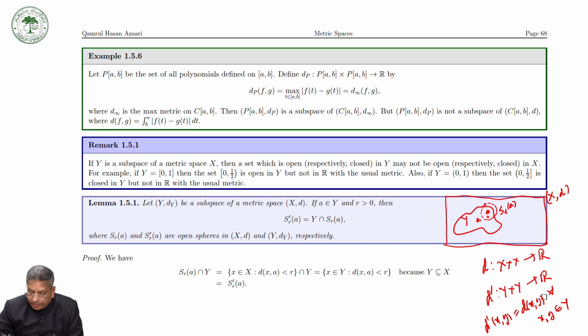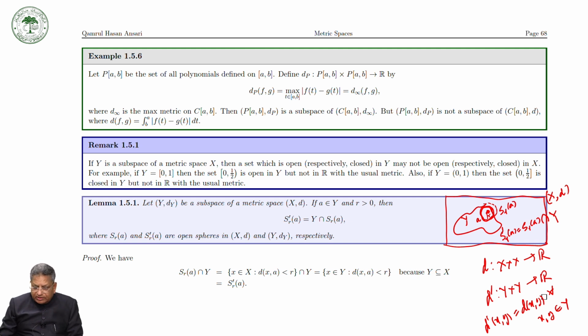Now, what would be the open ball with center at A and radius R with respect to d'? It would be only this portion. We denote it by S'(R, A), which is equal to S(R, A) intersection Y. So this is the open ball in Y.